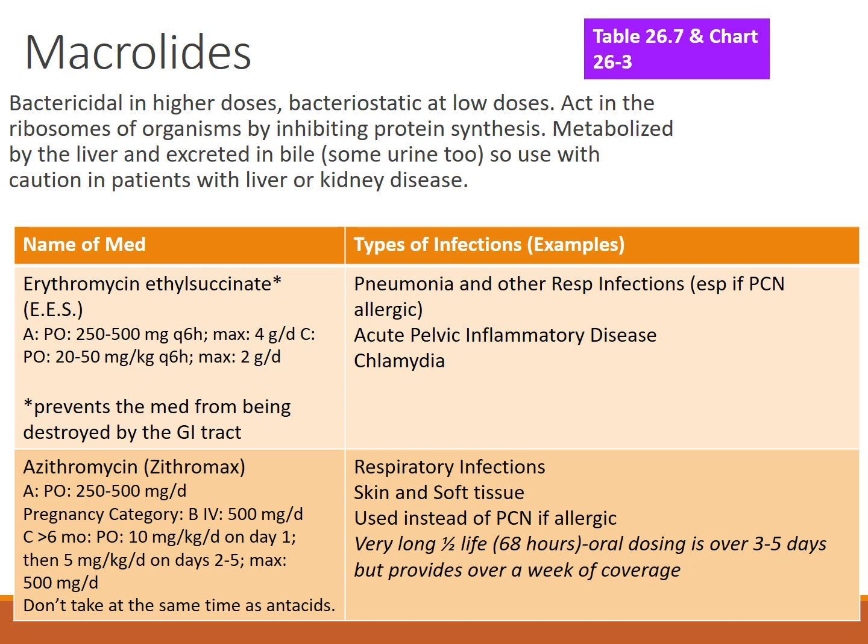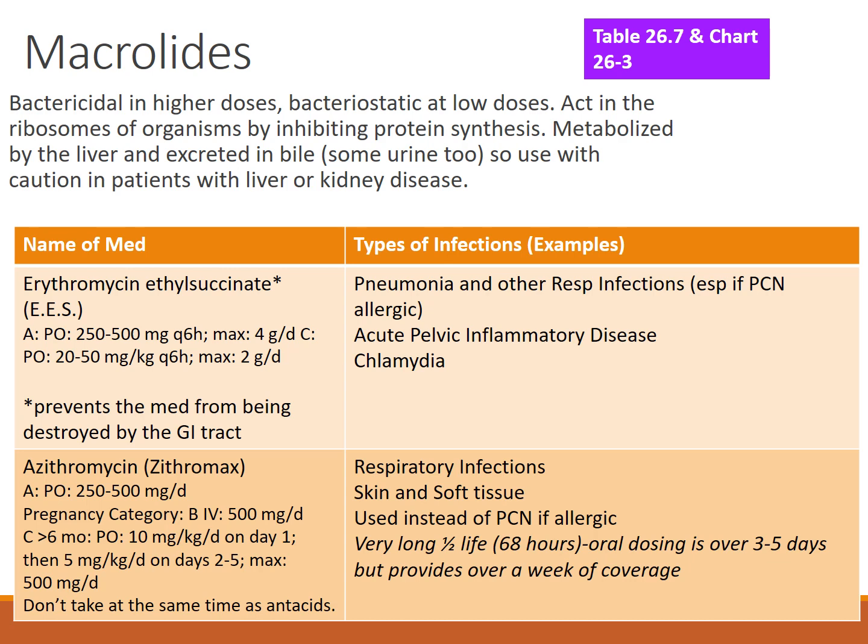Then a very common med that a lot of adults have heard of is Zithromax or azithromycin, the quote-unquote Z-Pak. This is used mostly for pneumonia, so respiratory infections, skin and soft tissue as well, and it's often used if allergic. The reason the Zithromax or the Z-Pak is a very popular formula is that it has an extremely long half-life of 68 hours. So dosing is over 3 to 5 days. So even with 3 pills, 3 days in a row, it lasts for over a week.